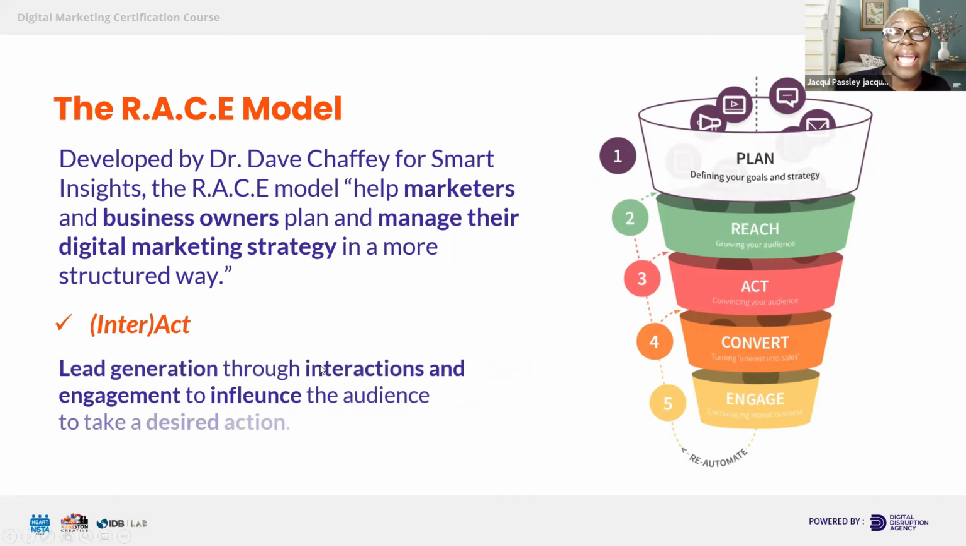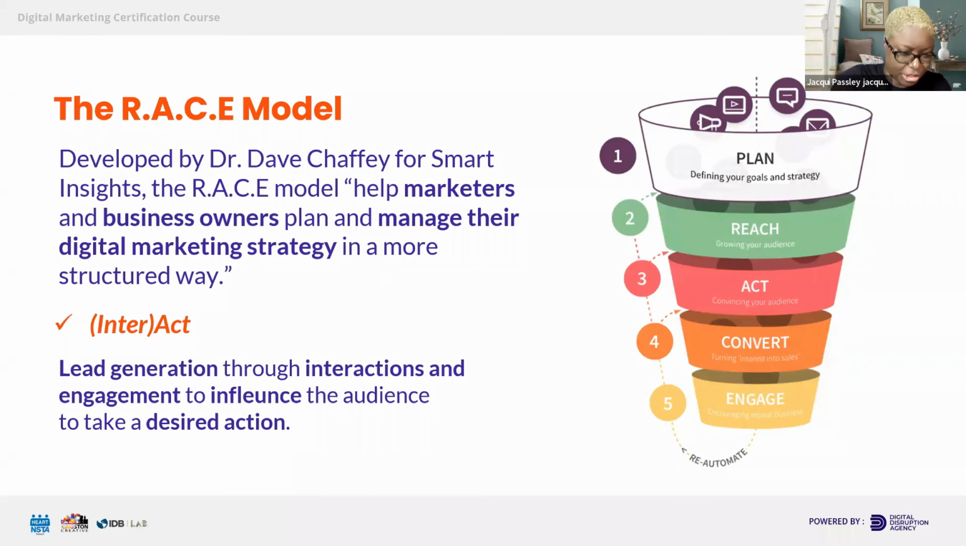Secondly, the A in RACE stands for act, a part of the word interact. They were trying to create a usable acronym, guys. So what do they mean by interact? They mean lead generation through interactions and engagement to influence the audience to take a desired action. Now think about this in the context of your strategy, and that's what I want you to do. I want you to think about this in the context of your digital marketing strategy, right?